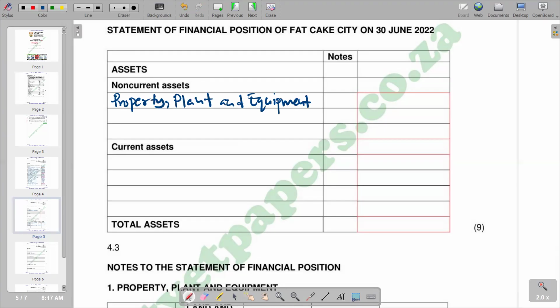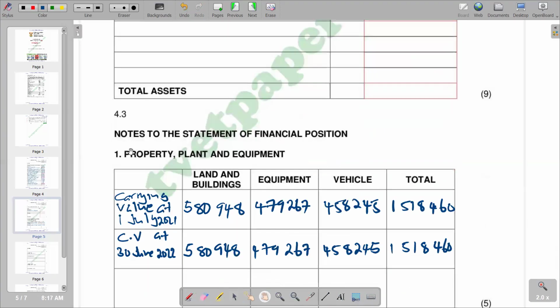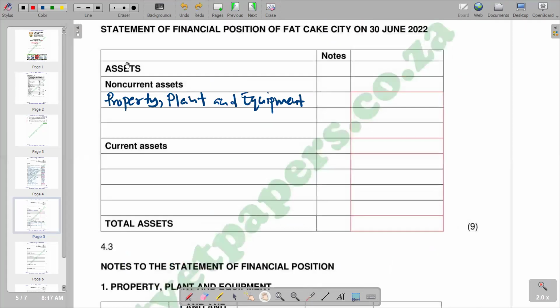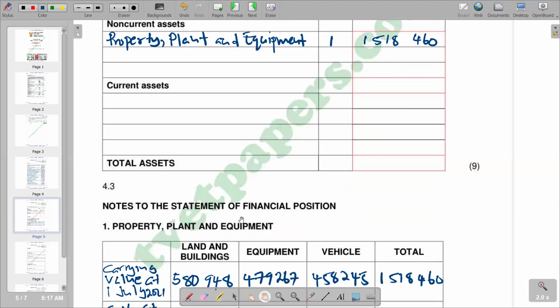So if you go down, you see that this is information from note 1. We are just going to give a reference of note 1. The total that we got is 1,518,460, which is the total for carrying value at the end. But from there, we check again in terms of the next note. As we prepare the note, we then transfer the figure to the statement of financial position.